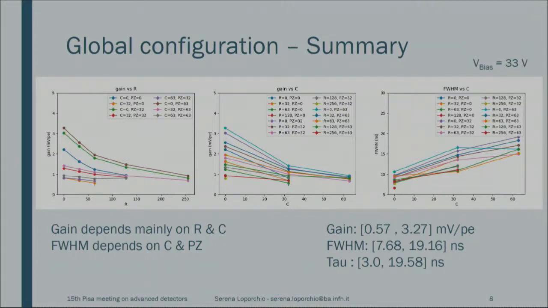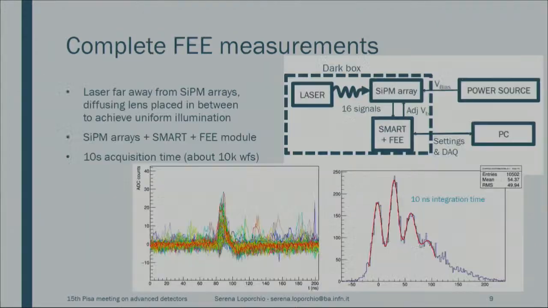So among all the different configurations that we can achieve with the SMART ASIC, we have that the gain can be tuned between 0.57 and 3.27 millivolts per photoelectron, while the width of the signal goes from 7.68 to 19.16 nanoseconds, and the recovery time goes from 3 to 19.58 nanoseconds.